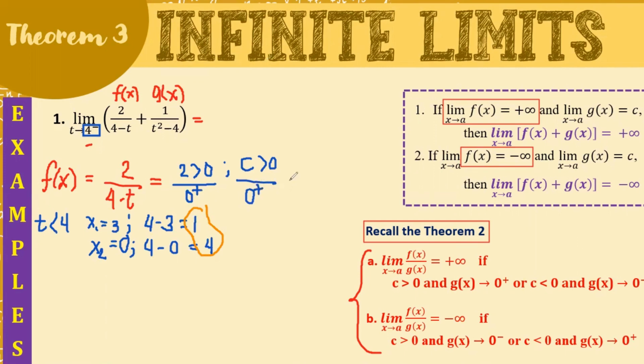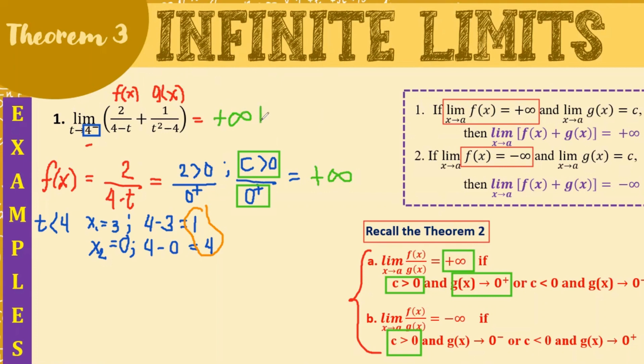Balikan natin yung Theorem 2. Saan dito yung merong C greater than 0? Ito. C is greater than 0. Next, yung sunod natin is si 0 plus. Saan dito yung may 0 plus? Ito. So, 0 plus. Ano yung sagot? That is positive infinity. So, meaning yung result natin dito is positive infinity. So, lagay natin dito si f of x, yung first term is positive infinity. Plus, wag natin kalimutan kasi equation to, no?